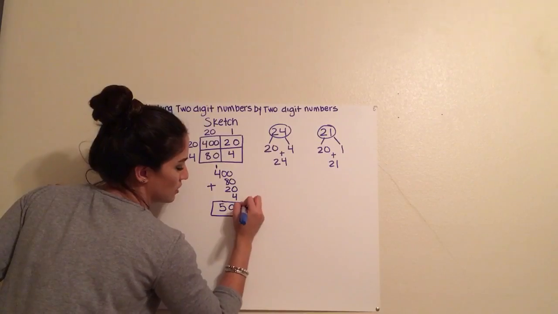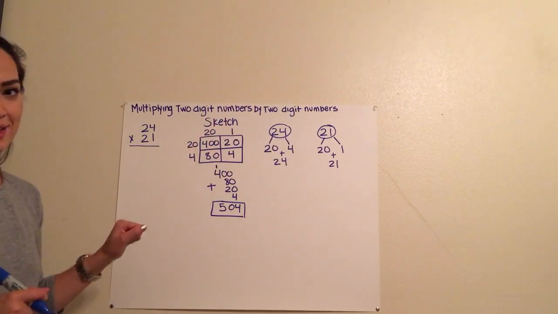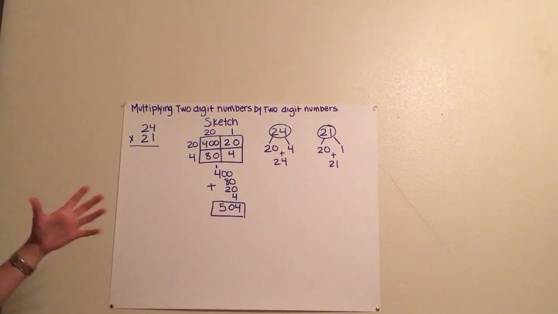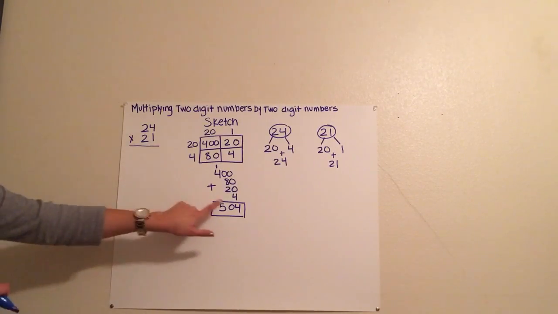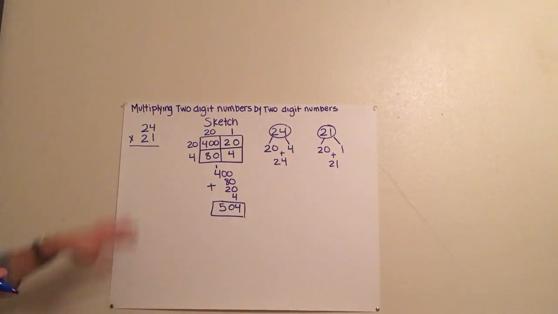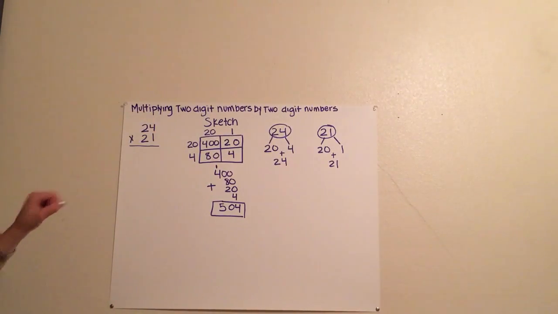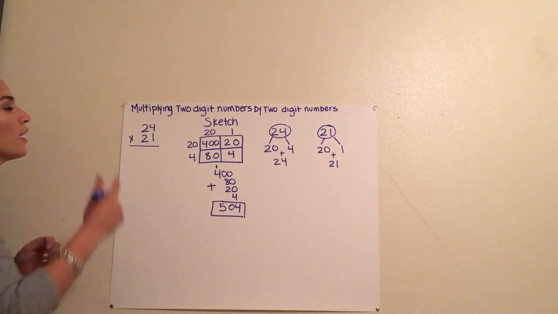My answer is 504. So once they sketch it, they already have an answer, and doing this problem will help them check their answer. If they already got this answer with the area array model, now I want them to solve this problem. So I will be teaching my students that way.